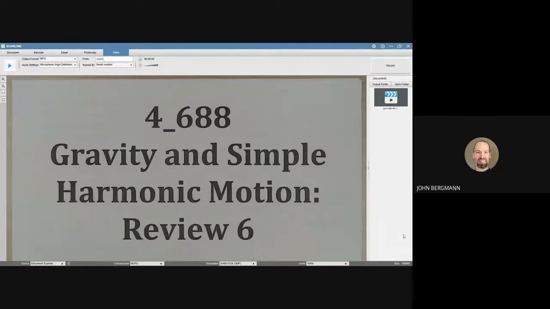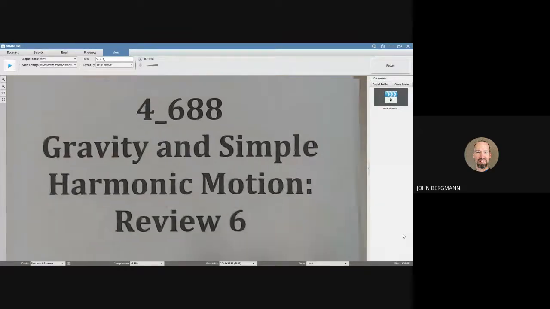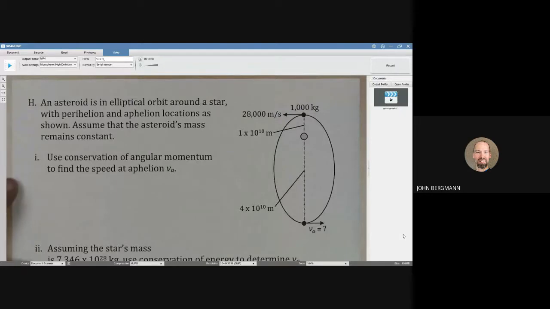Gravity and Simple Harmonic Motion Review 6. An asteroid is in elliptical orbit around a star with perihelion and aphelion locations as shown. Assume that the asteroid's mass remains constant. Use conservation of angular momentum to find the speed at aphelion.